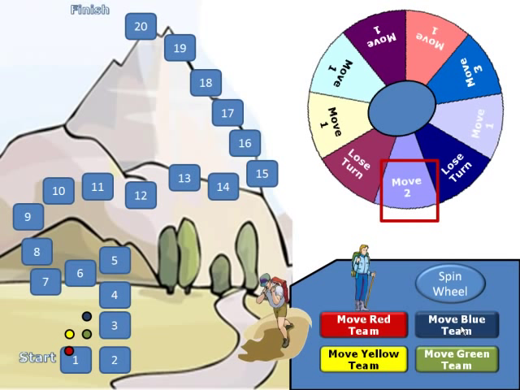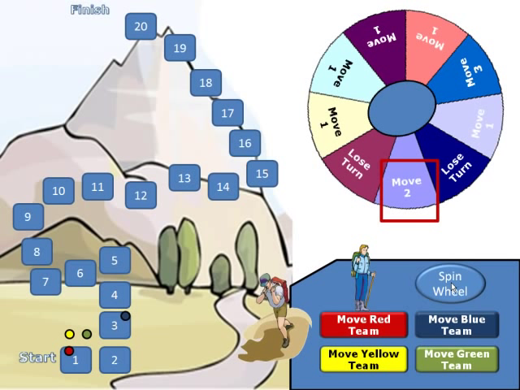So I will now click the Move Blue Team button twice. By clicking the button twice, it moves them ahead 2 spaces. If I needed to move them ahead 3 spaces, I would simply click it 1 more time and they would move up to the 3rd space. Let's go on and do one more.